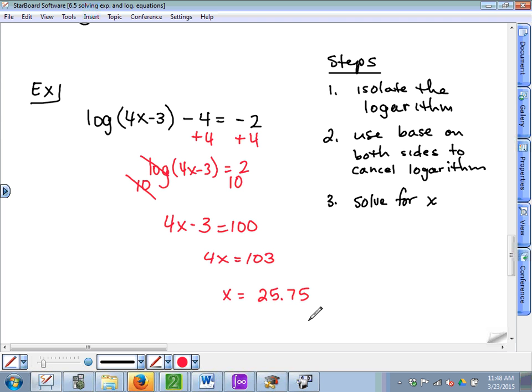Why do we use base 10? Do we always use base 10 every single time? It's only because this had a base 10. If this had been log base 2, you would have used base 2 on both sides.